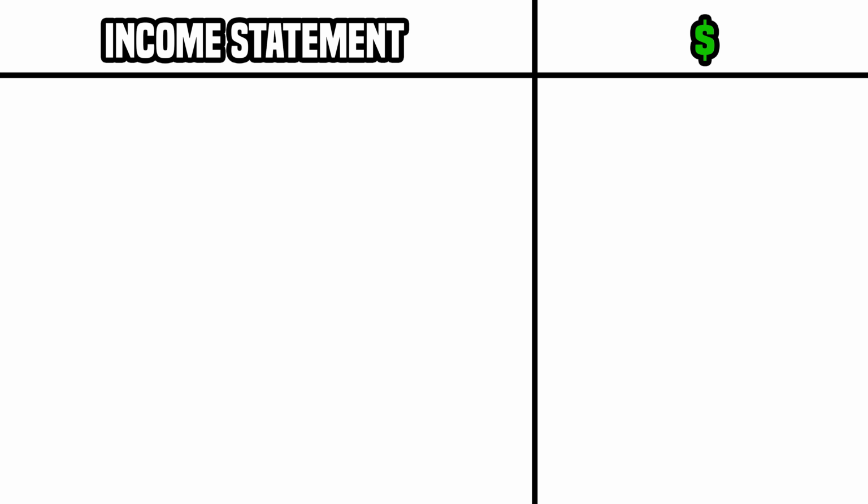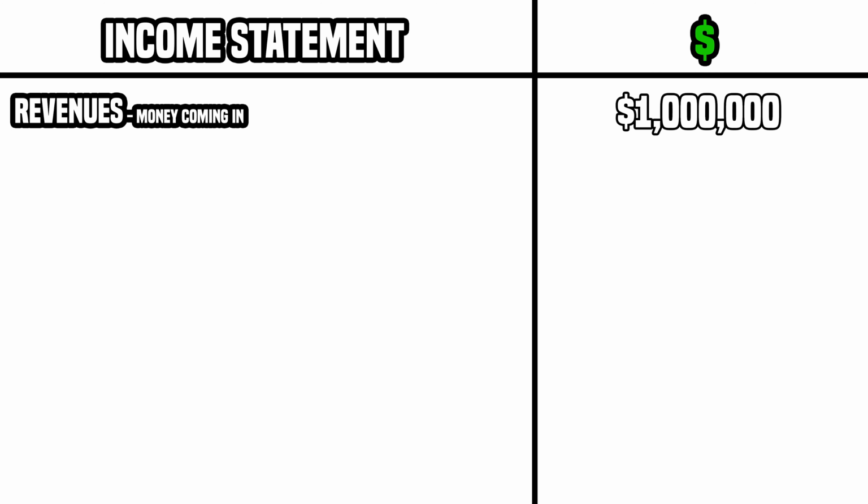First things first, there are two main financial statements you need to know about: the income statement and the balance sheet. Each one tells a different part of your business's financial story. The income statement, also known as the profit and loss statement, shows your revenues, costs, and expenses over a specific period of time. Basically, how much you made and how much you spent. At the top, you've got your revenues or sales. This is the money coming in.